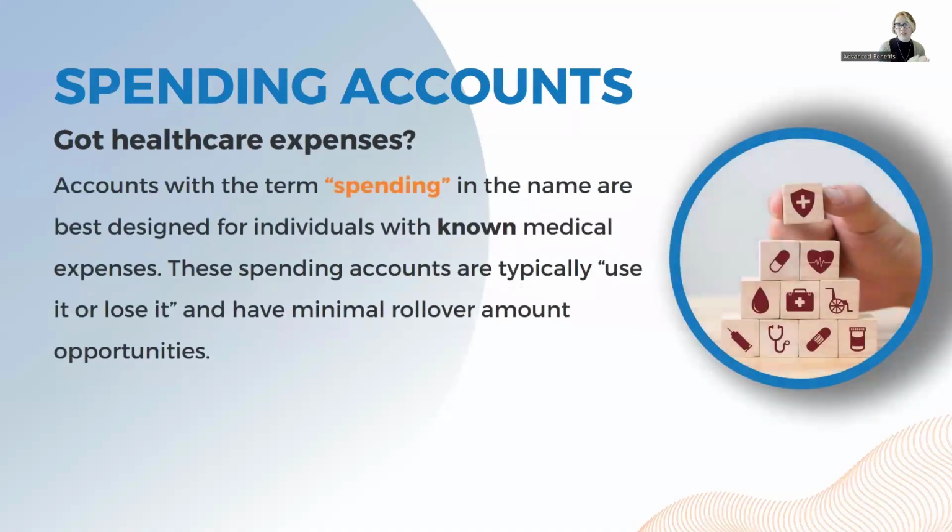Okay, so first off, we're going to talk about spending accounts. When we're looking at a spending account, consider the word spending is in the name of the account. So if you see that word spending, you know that these are typically use it or lose it accounts, where there is a forfeiture at the end of the year, or only a very small percent that is able to be rolled over. And so the two types of accounts we're going to talk about in this category are flexible spending accounts and limited purpose spending accounts.